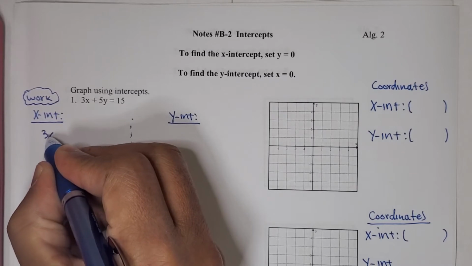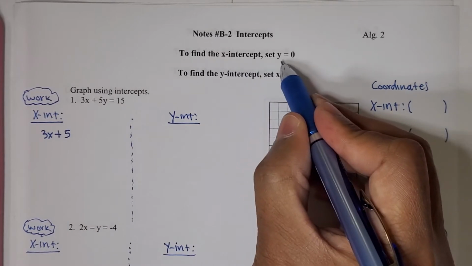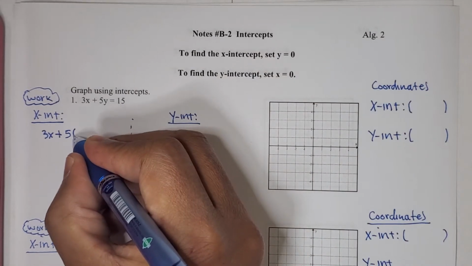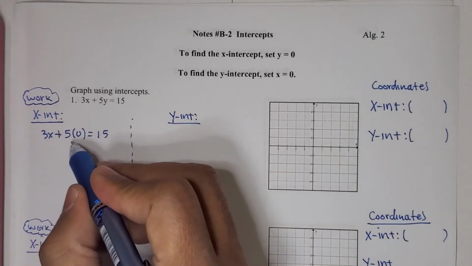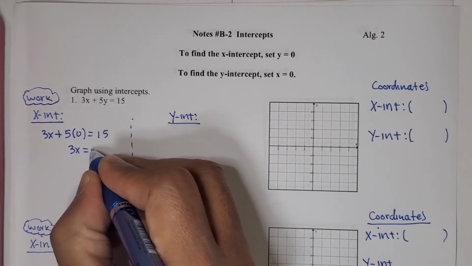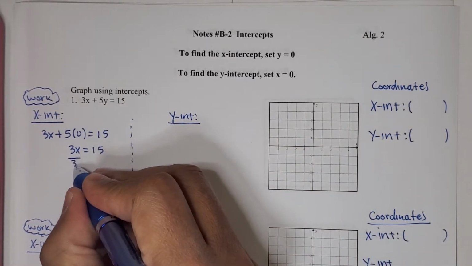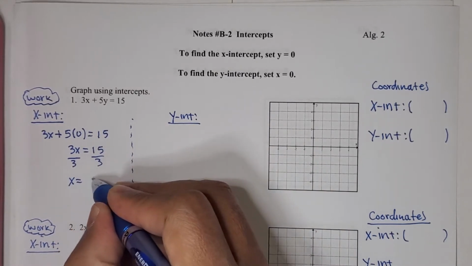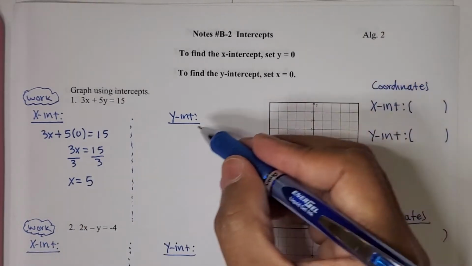To find the x-intercept, I'm going to copy this equation: 3x plus 5y equals 15. If I want to find the x-intercept, the value of y has to be set equal to 0. So 5 times 0 is 0, and we don't have to write that down. We just need 3x equals 15. The next step is to divide by 3, and we find that x is equal to 15 divided by 3, which is 5.